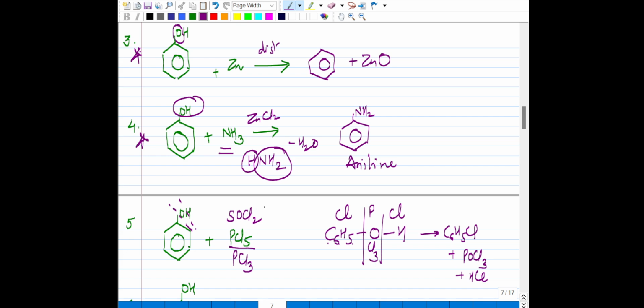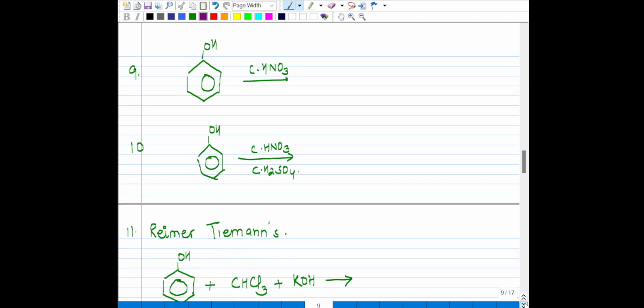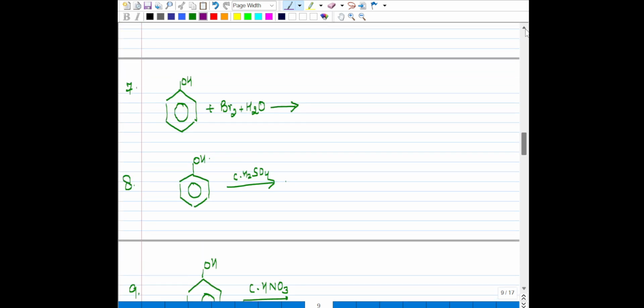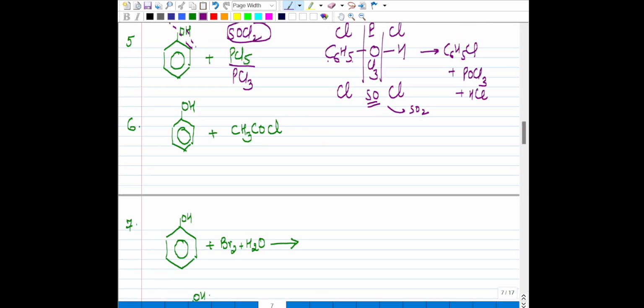Okay, now if you take SOCl2, then in that case Cl on left, Cl on right, and SO in between. In that case, instead of POCl3, you get SO2. Okay, so this reaction is same. I'll write this again. Okay, so this is very interesting reaction. So if it is C6H5OH plus SOCl2, you are going to get C6H5Cl plus SO2 plus HCl, right?